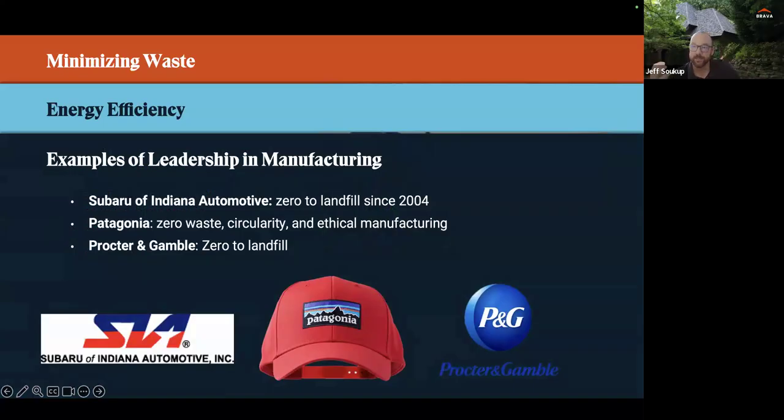Subaru of Indiana, they're the first auto assembly plant to achieve zero to landfill. They've been doing this for over 20 years, since 2004. They recycle or use 100% of their manufacturing waste. So even their cafeteria is composting all of the waste, and some of the remaining biomass or trash is converted to energy.